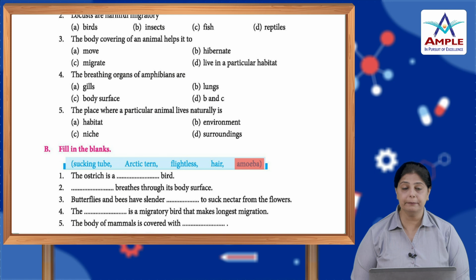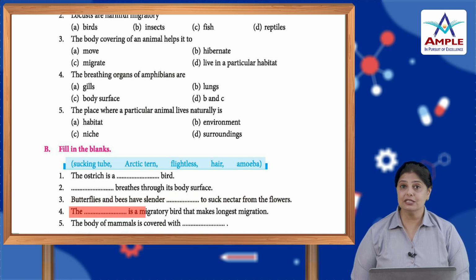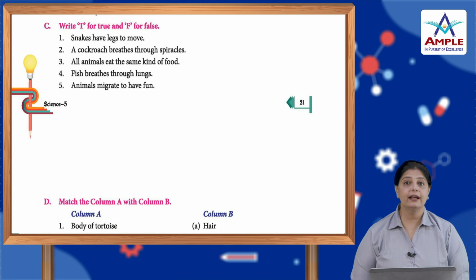Dash breathes through its body surface. It's the amoeba. Butterflies and bees have slender sucking tubes to suck nectar from the flowers. The dash is a migratory bird that makes the longest migration. It is the Arctic tern. The body of mammals is covered with hair. Snakes have legs to move, true or false? It is false. A cockroach breathes through spiracles. Is it true? Yes. All animals eat the same kind of food? No. They eat different kinds of food.